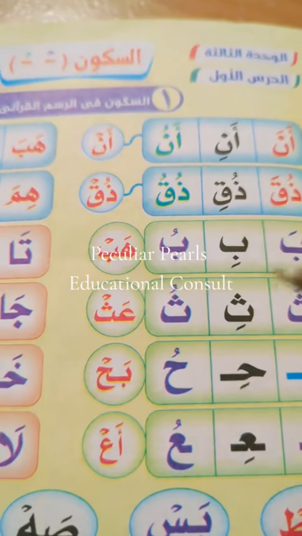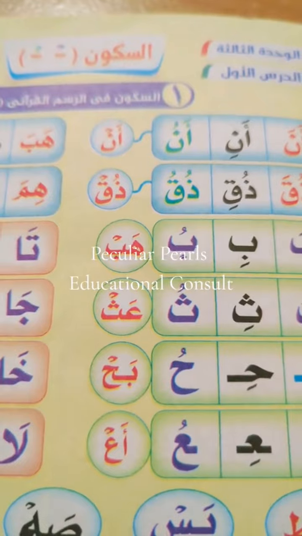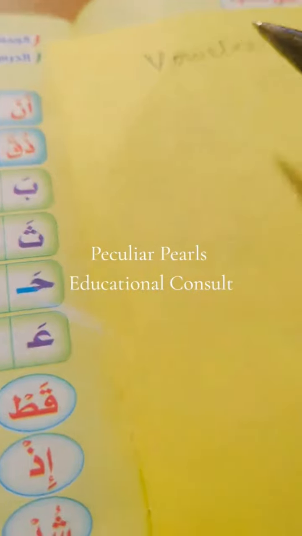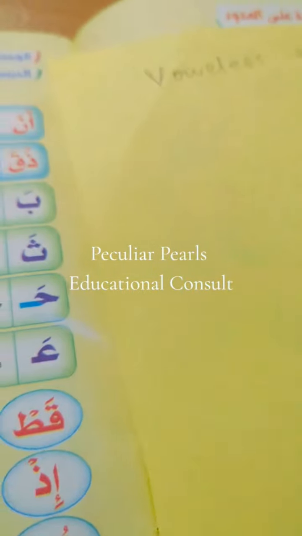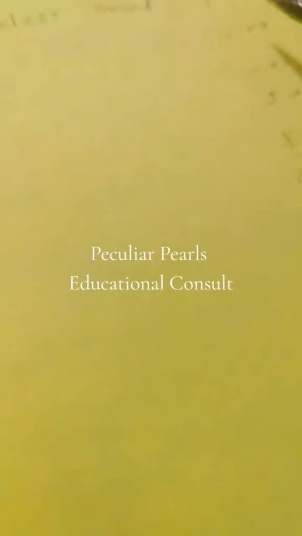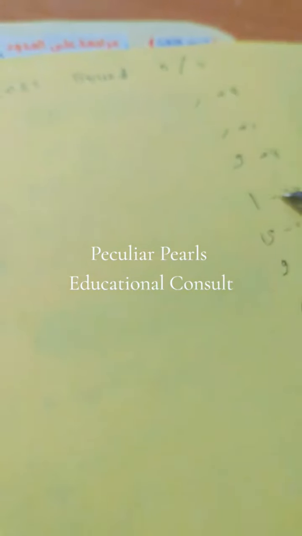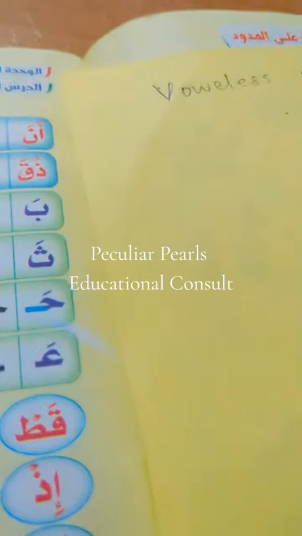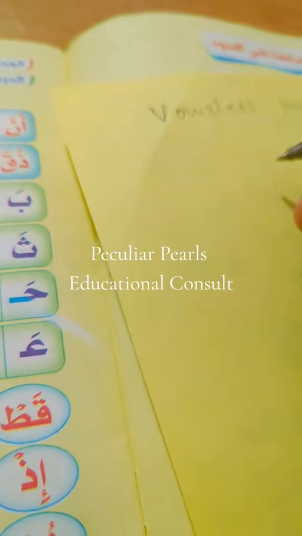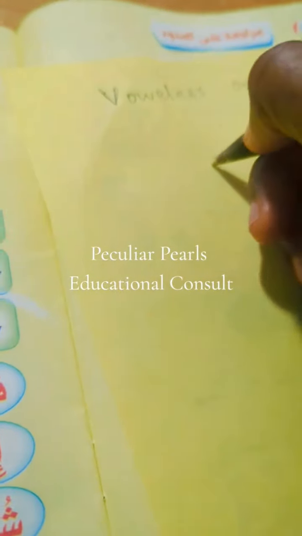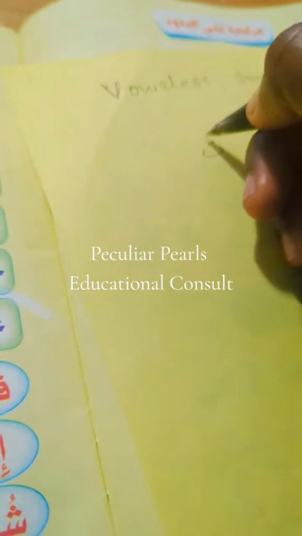So what happens when you have a letter with a Sukoon? How do you read it? Remember we said Sukoon is a vowelless sound. So it's not expected to make any of these vowel sounds. Okay, so what it means is that when a letter has a Sukoon, for instance, you have a ta with a Sukoon.